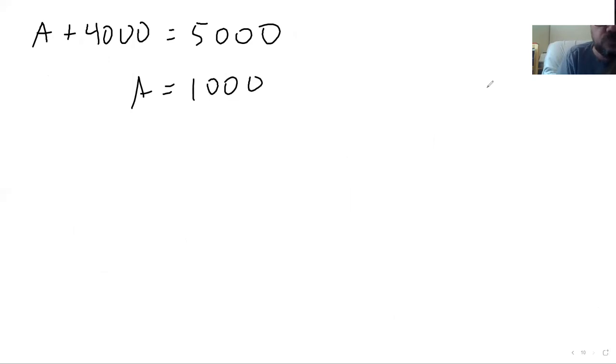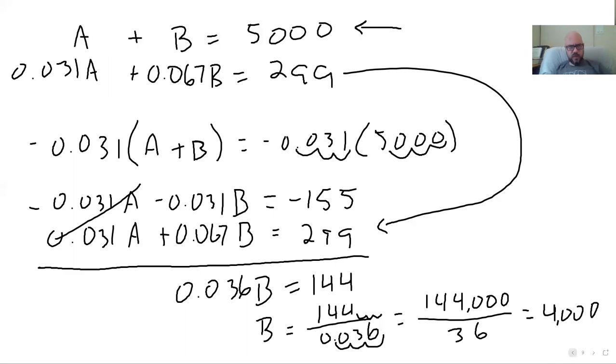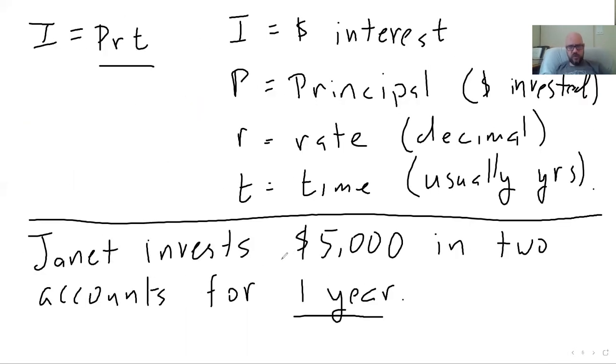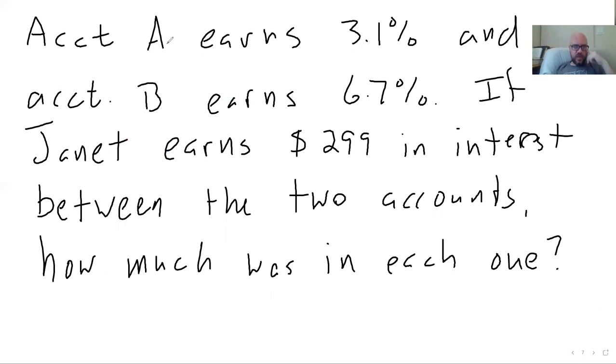And then I will check to see if that makes sense back in the original one. So invest $5,000 into accounts. Yes, we got 5,000 total. That's good. Account A, which had $1,000, earns 3.1%. Well, 1% of 1,000 is 10. So 3.1 times 10 would be $31. All right, so I got 31 from A.